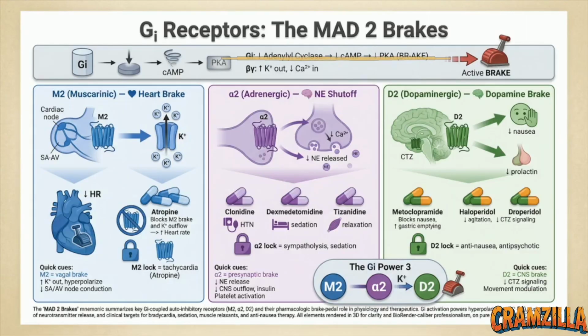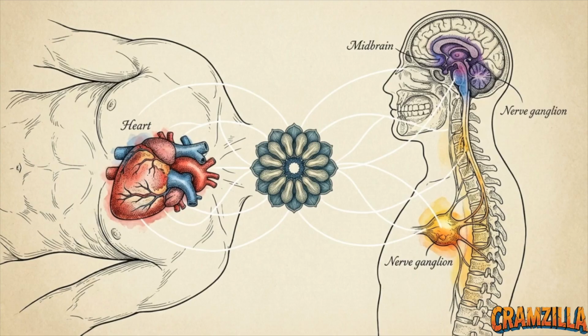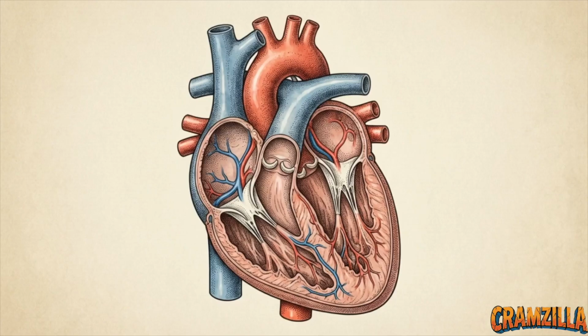This diagram illustrates how the core GI pathway, lowering cyclic AMP and forcing potassium out, acts as the inhibitory mechanism for the heart, sympathetic tone, and central dopamine pathways. This is the MAD2 framework. By tracking where this receptor is expressed, we can link a single intracellular ion shift to the clinical behaviors of 3 distinct systems. We begin by examining the inhibitory effects on the myocardium.